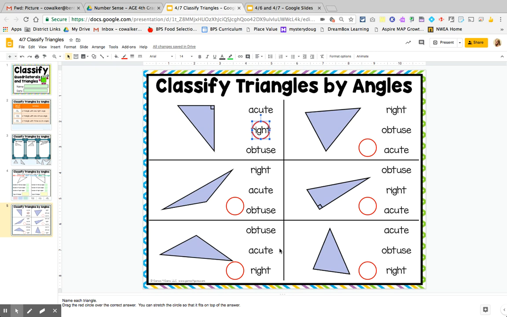So you're going to do this for the last 5 of these triangles by classifying them. Once again, if you guys have any questions, if you need any help, please just let us know. We're here to help you.